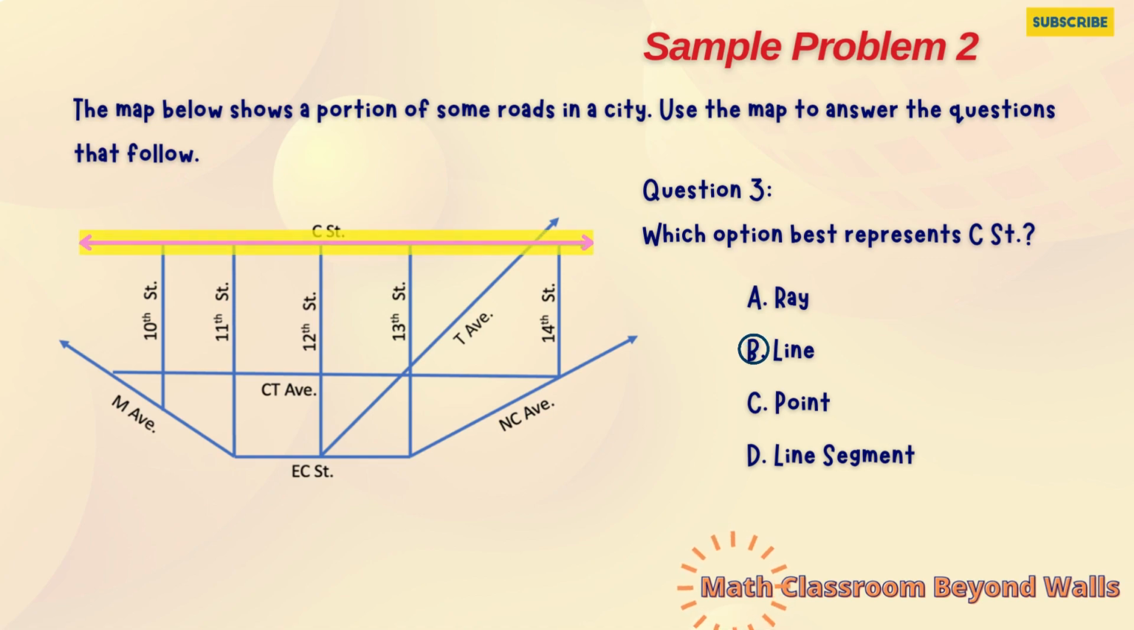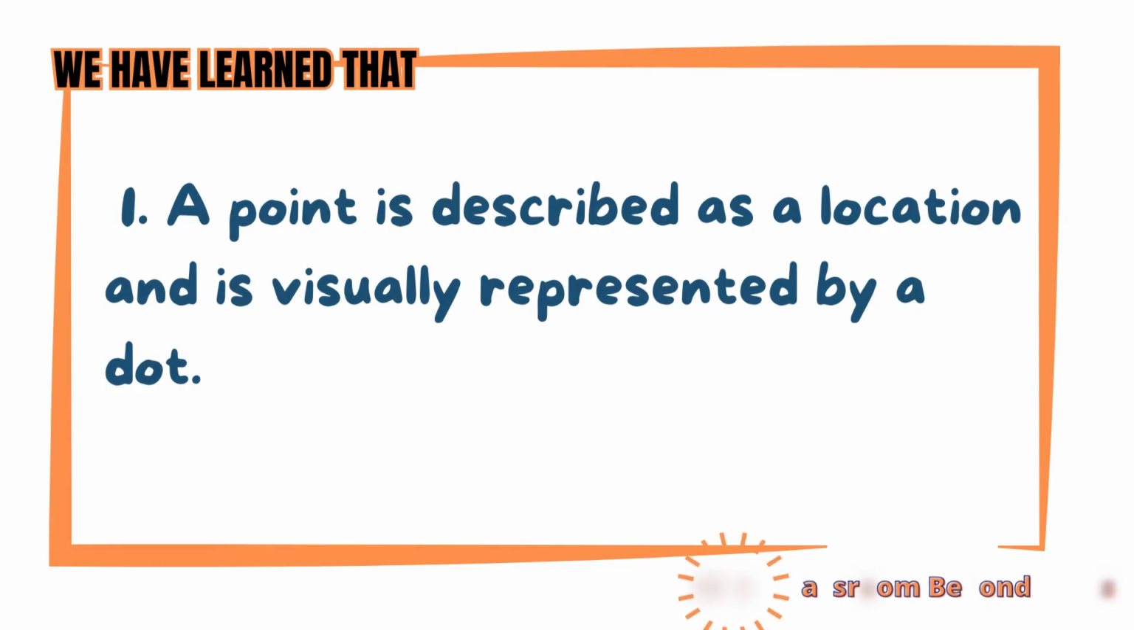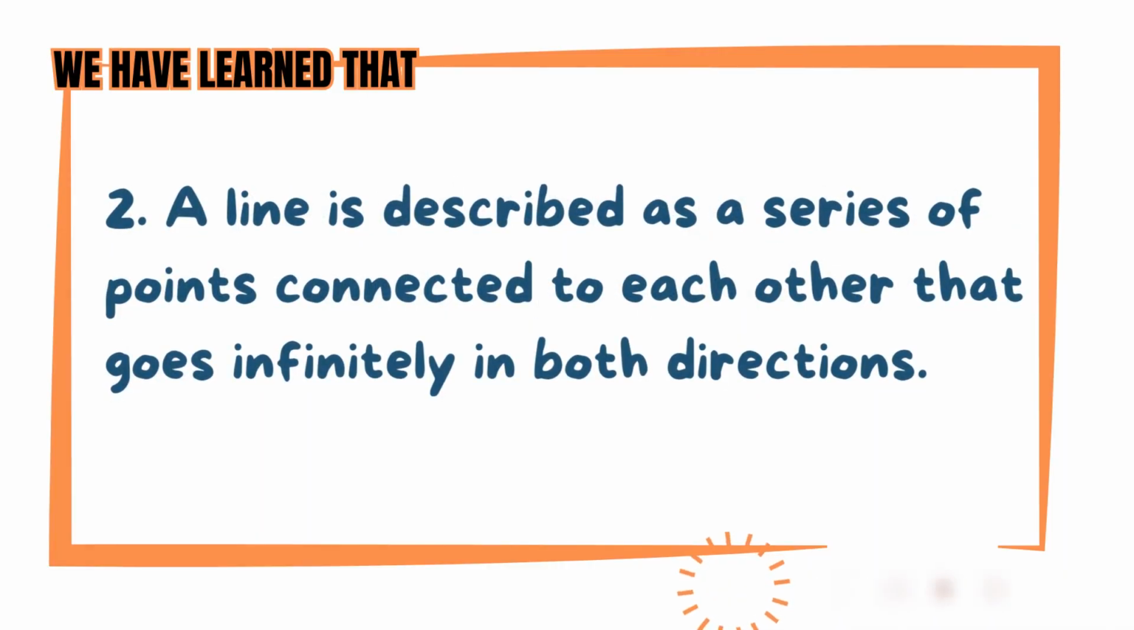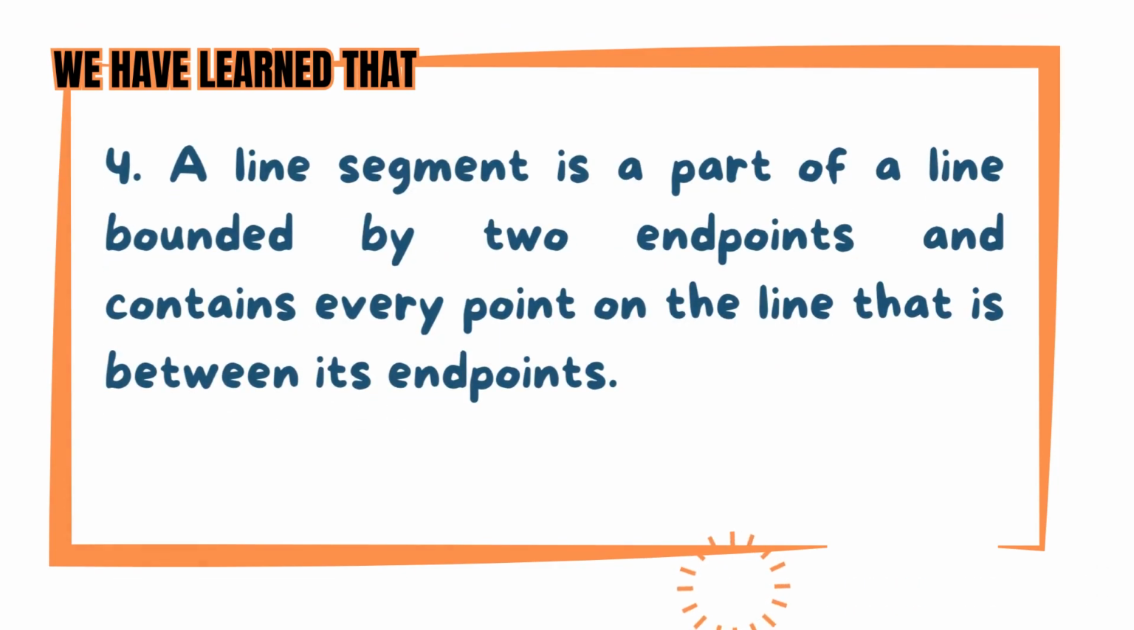I hope that you have acquired lots of learnings in today's video. Let us summarize what we have learned today. First, a point is described as a location and is visually represented by a dot. Second, a line is described as a series of points connected to each other that goes infinitely in both directions. Third, a ray is a set of points on a line that has one terminating end and the other end is extending infinitely. Fourth, a line segment is a part of a line bounded by two endpoints and contains every point on the line that is between its endpoints.